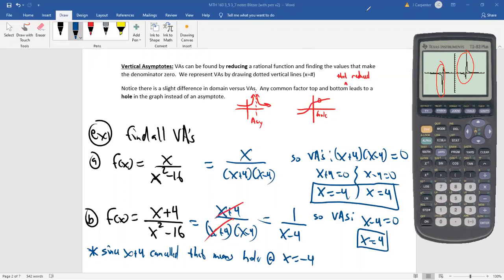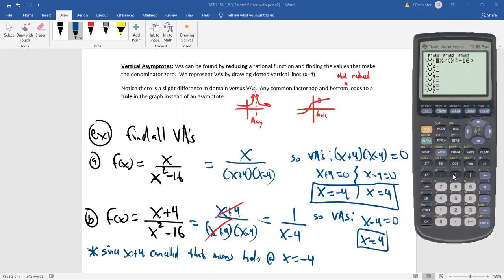Now, if I hit trace and I type -4, you're going to see no value for the y, which means it's undefined. And we can see, oh, well, there's that impulse. So yeah, that's happening around -4. If I type +4, same thing, no y value, which means it's undefined because there's that vertical asymptote there. So we can clearly see the vertical asymptote at -4 and +4. So hold on to that in your brain.